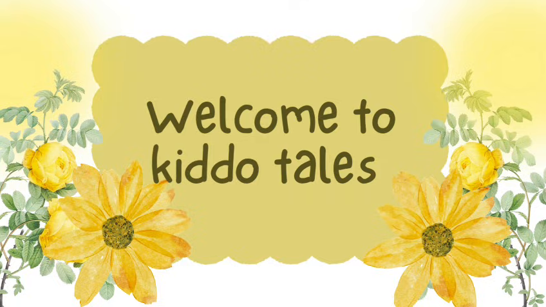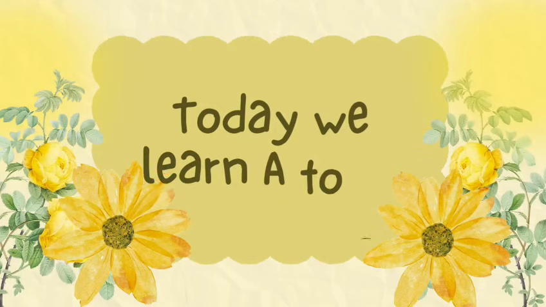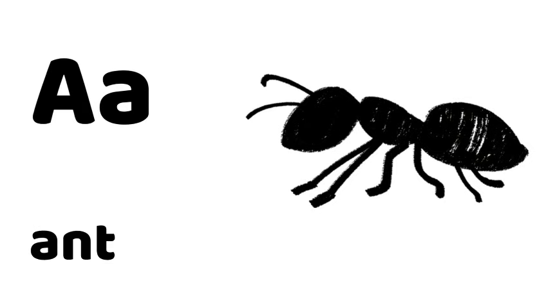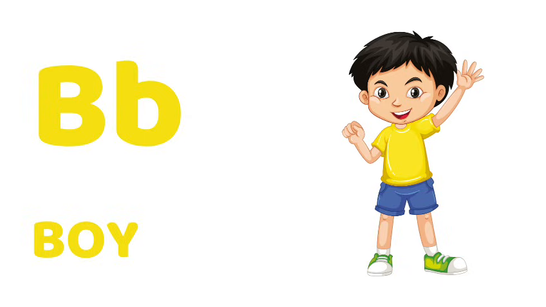Today we learn A to Z. Let's start alphabet. A is for aeroplane. Aeroplane. A is for ant. Ant. B is for boy.